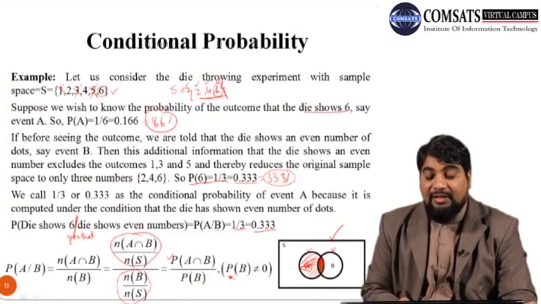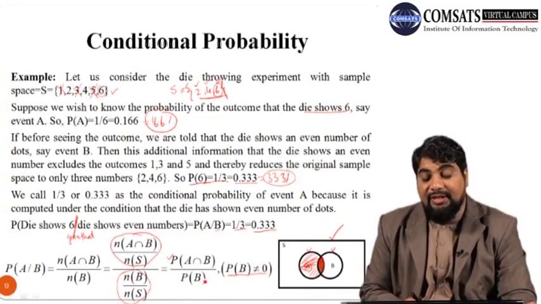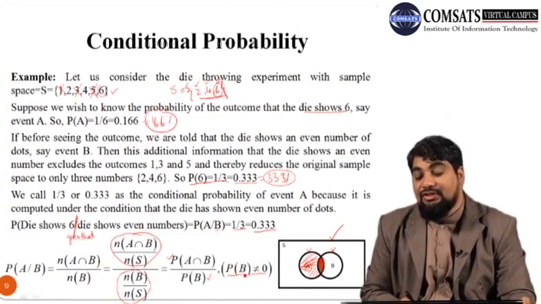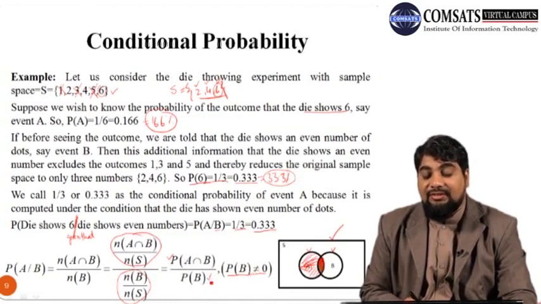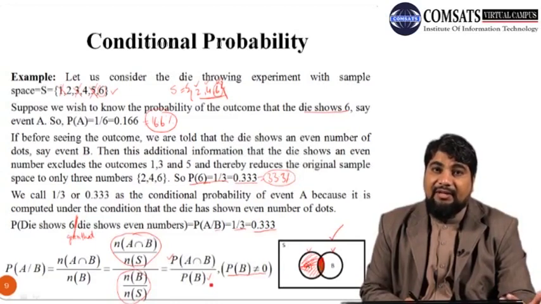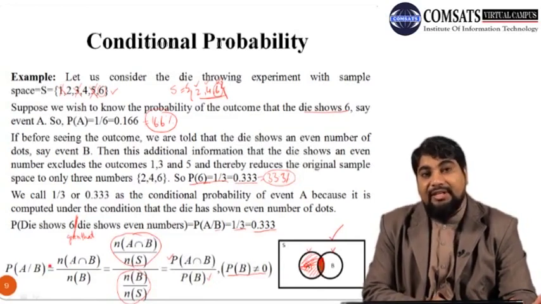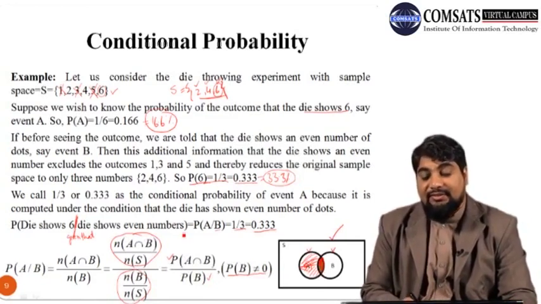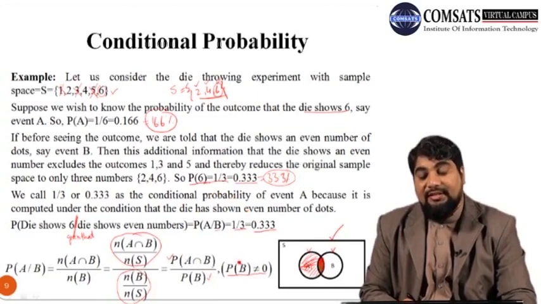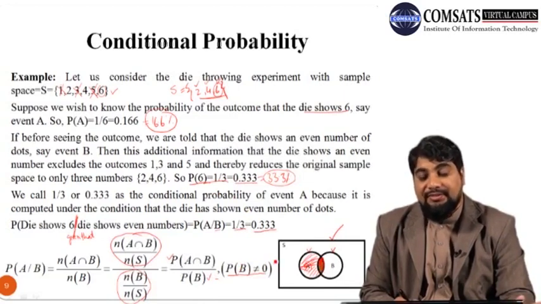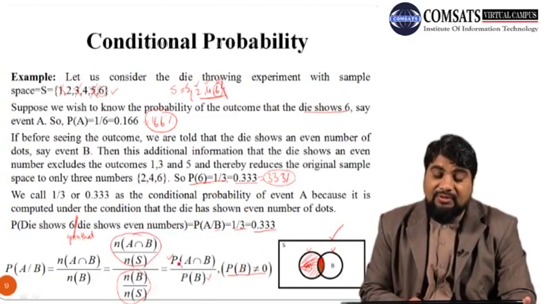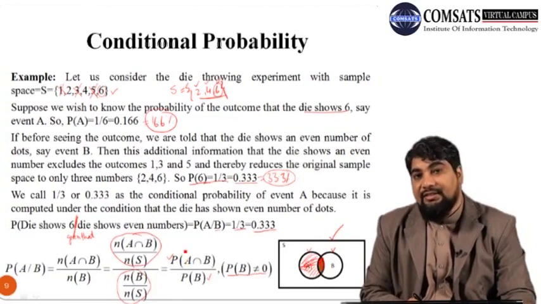And here we have one condition: this denominator, the probability of B, should be a non-zero number. Because if this denominator is 0, anything divided by 0 gives an infinite number, or this leads to infinity, or we say that the probability of A given B does not exist. So this condition is usually imposed, that the denominator should be a non-zero number, or should not be equal to 0. This is the general formula for calculating conditional probabilities.